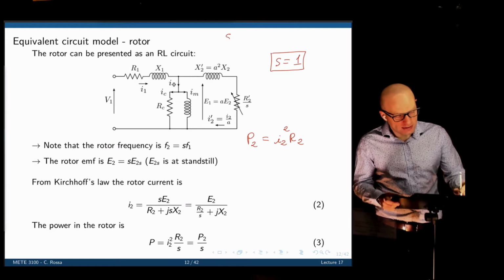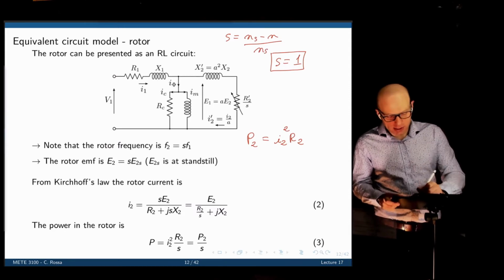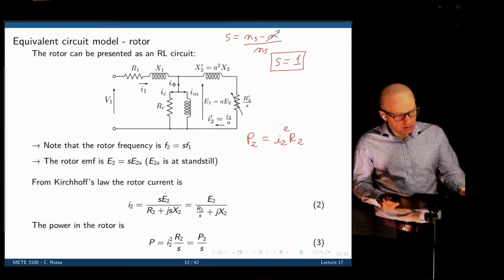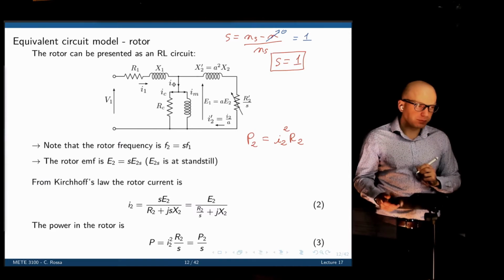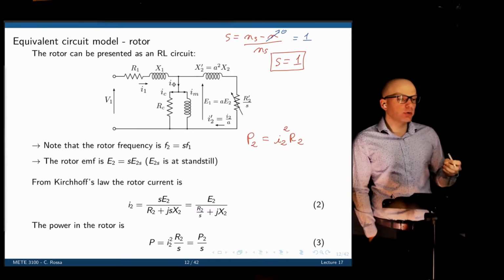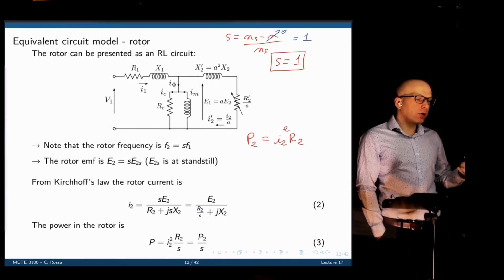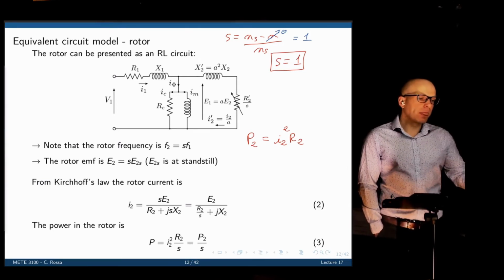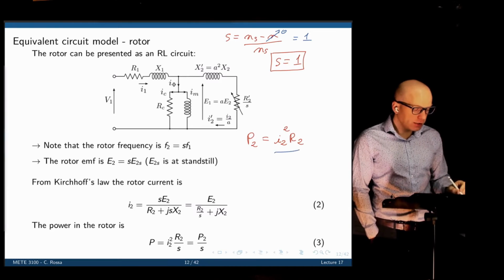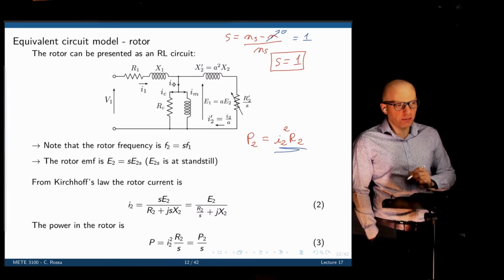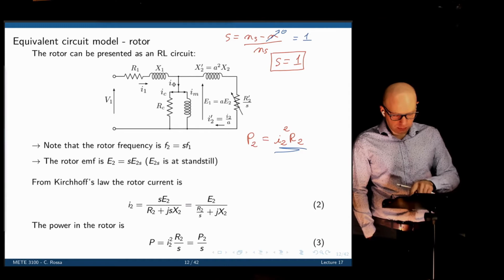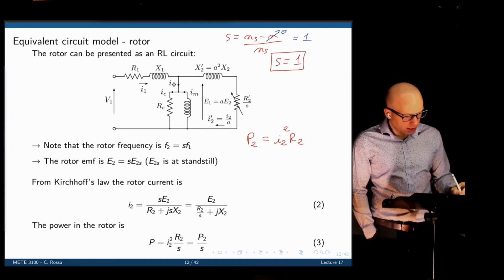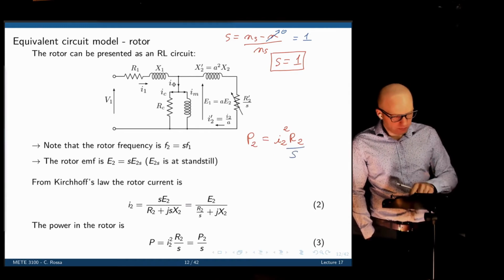How did you define S? S equals the synchronous speed minus the rotor speed, divided by the synchronous speed. At standstill, the rotor speed is 0 and S equals 1. So when the rotor does not rotate, S equals 1, and the power that crosses the air gap is entirely dissipated in the form of copper loss in the rotor, because this would again be divided by S, with S equal to 1.